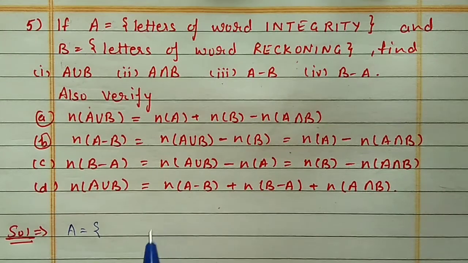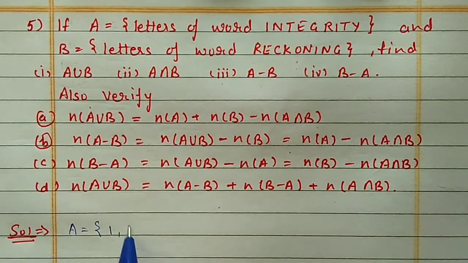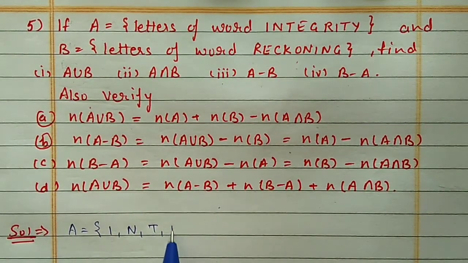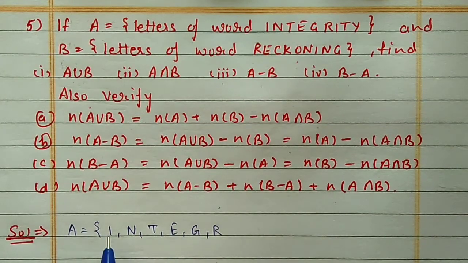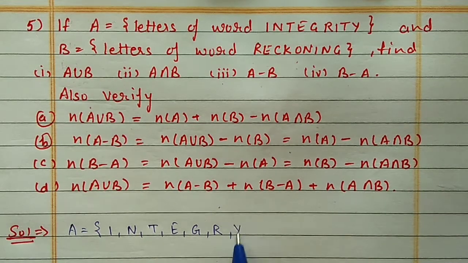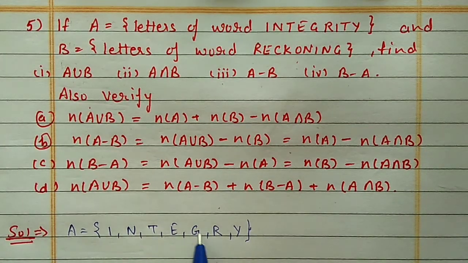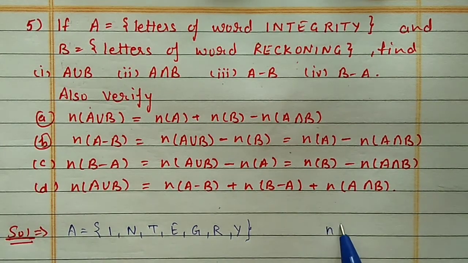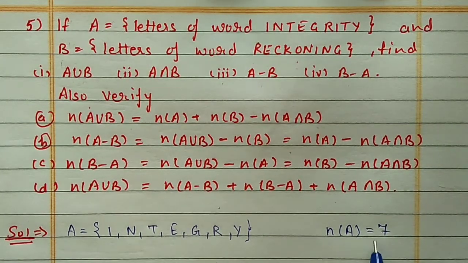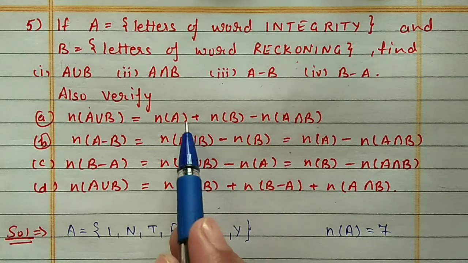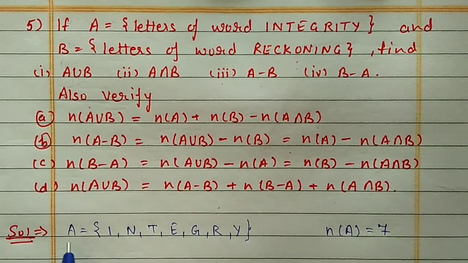Letters of word integrity. So I, N, T, E, G, R, I already we have written, so we will not write again. T also, then Y. So how many elements are there in A? 1, 2, 3, 4, 5, 6, 7. So cardinal number of A is 7. We will write parallelly cardinal number also because we need it here for this verification.